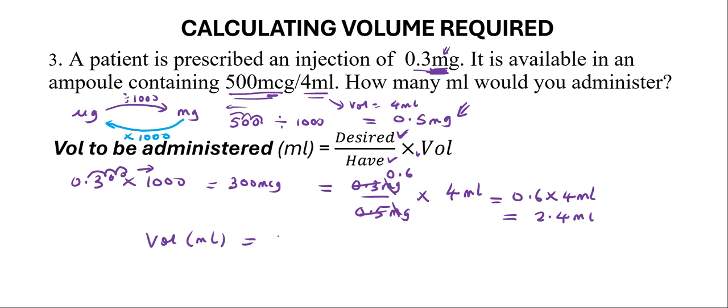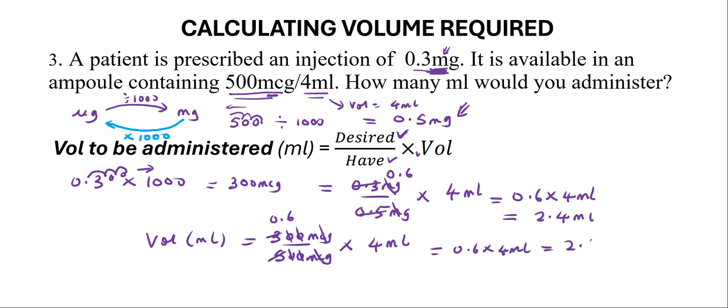The desired is now 300 micrograms. And then what they have is 500, also in micrograms. The units must always be the same, multiplied by a volume of 4 milliliters. The units will cancel out. The zeros will cancel out as well. 2 up, 2 down, and then 5 goes into the 3, 0.6. And 0.6 multiplied by 4 milliliters will give 2.4 milliliters. So the outcomes are the same. What matters is that the units always match up.